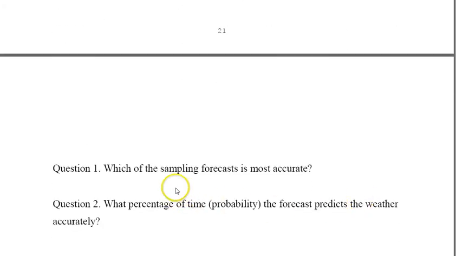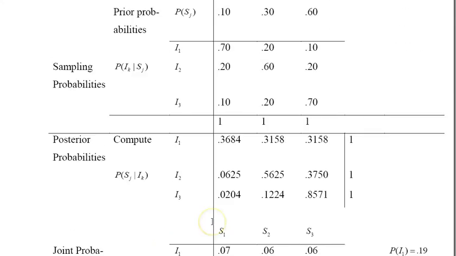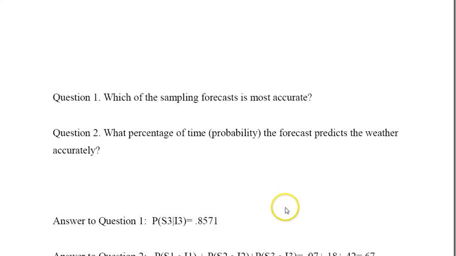If I have a question, which of the sampling forecasts is most accurate? That's going to be P of S3 given I3, which I get from here, because that gives me the most accuracy, the highest value here. So that's when, given that the forecast said sunny, the actual weather was sunny 85.8571% of the time, while the other ones were lower. Okay, so that's one question you can ask.